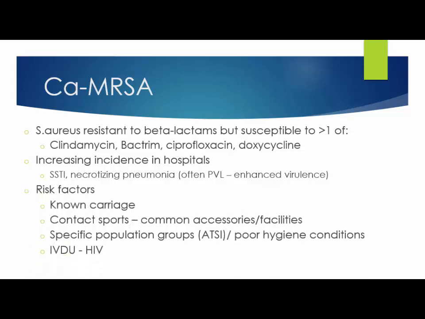And so known carriage, you'll find it in the alerts tab on the left-hand column of PowerChart. If they've been previously isolated, it will say over there. Risk factors include contact sports, so places where they sweat a lot and share changing rooms and knee pads and whatever. Specific population groups are at risk, so Aboriginal and Torres Strait Islander people, but also poor hygiene conditions in general, and the IVDU and HIV population have slightly higher carriage rates as well.